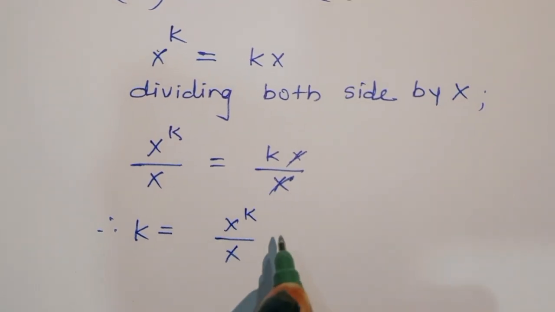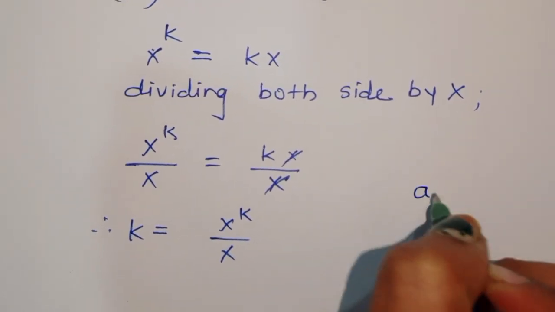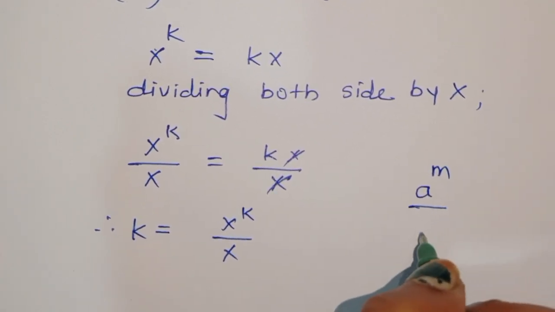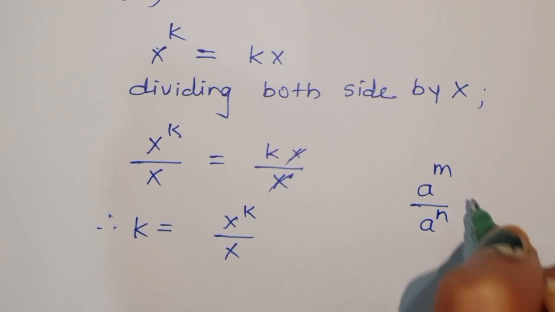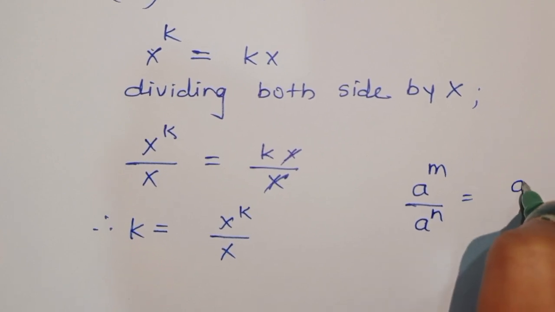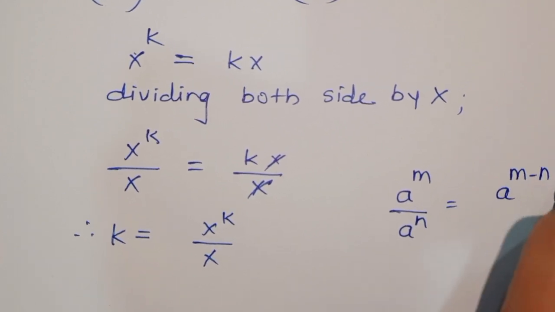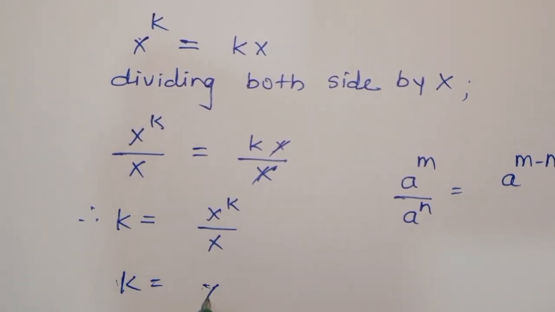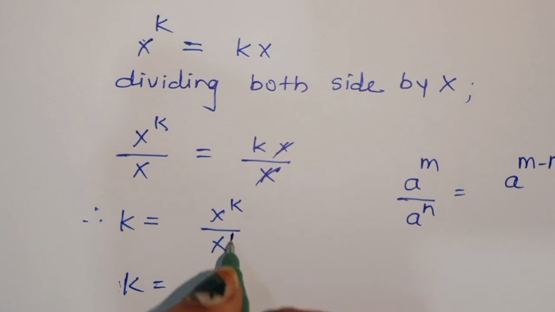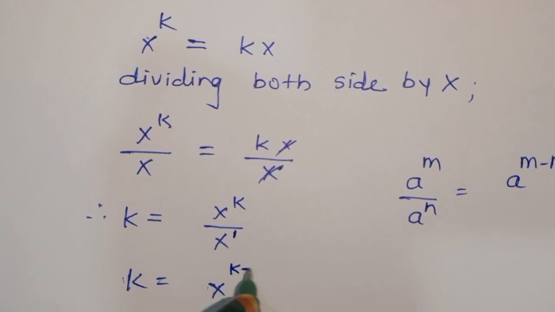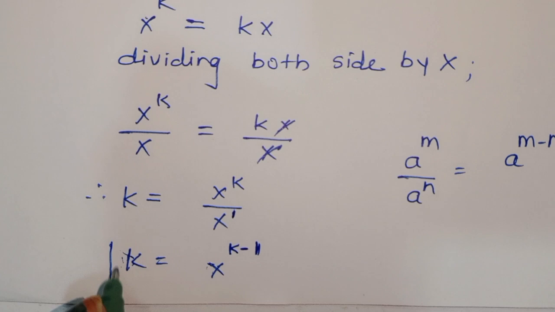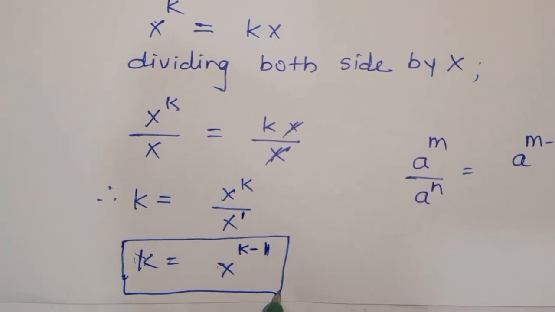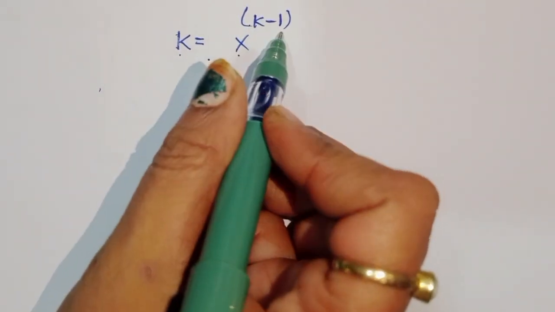But we know the formula a power m divided by a power n is equal to a power m minus n. So we can write k is equal to x power k minus 1. This is the value of k here: k is equal to x power k minus 1.